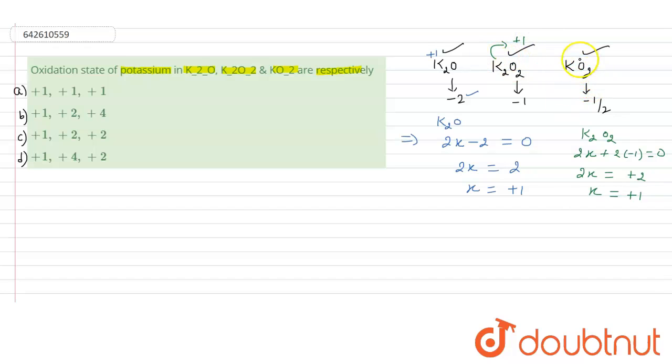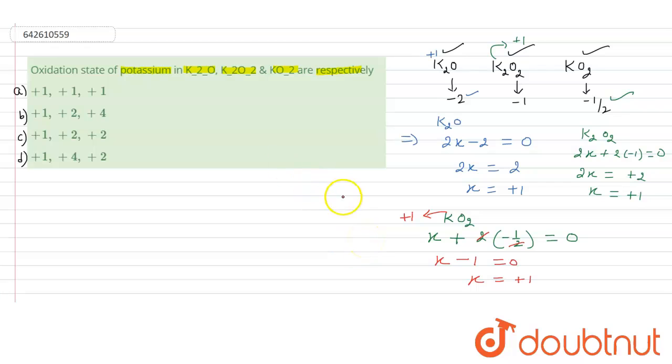Now we'll find the oxidation state of potassium in the superoxide. We know that the oxidation state of oxygen in a superoxide is -1/2. Let's suppose the oxidation state of potassium is x. There are 2 oxygen atoms, each with -1/2, and the overall compound is neutral, so x + 2(-1/2) = 0. The 2 cancels out, so x - 1 = 0, and the value of x comes out to be +1. That means the oxidation state of potassium in potassium superoxide is +1.